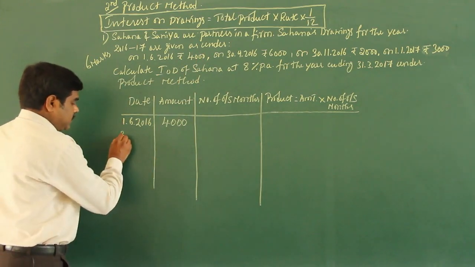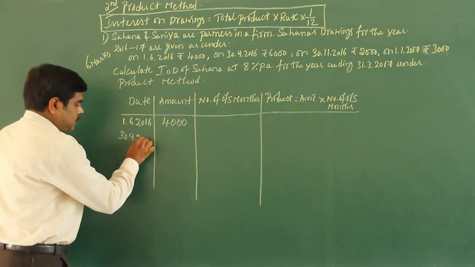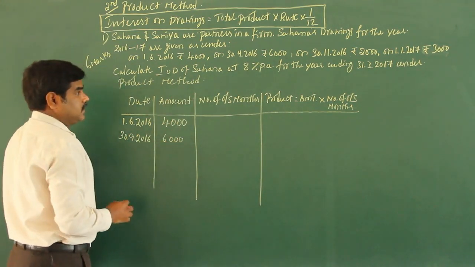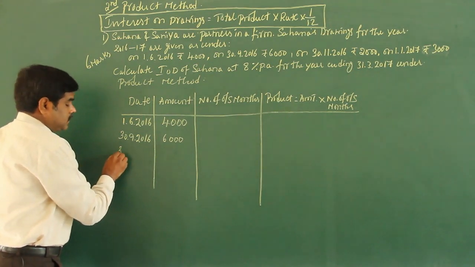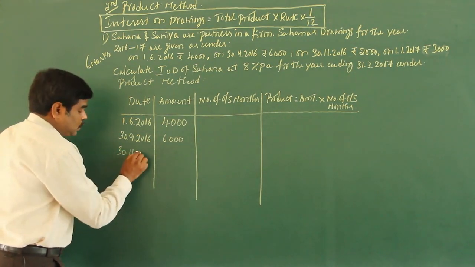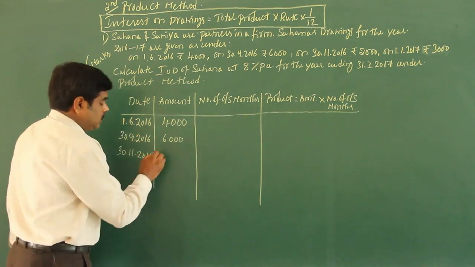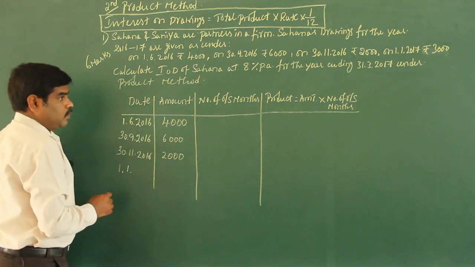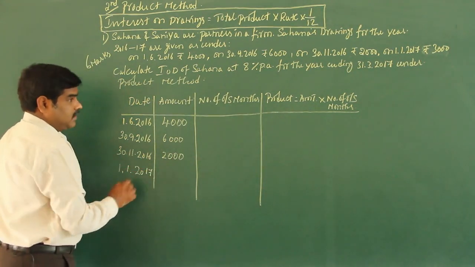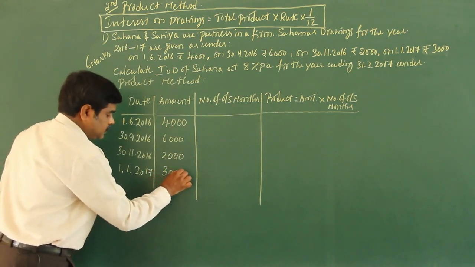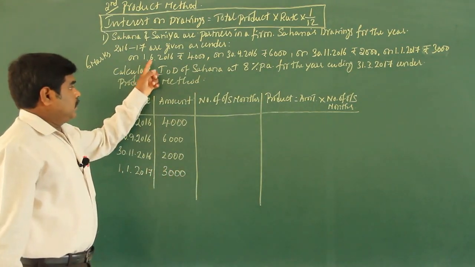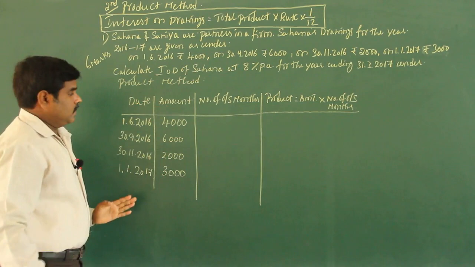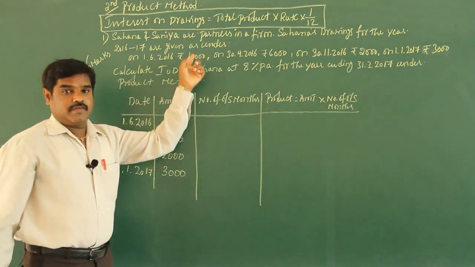Next date of drawing, 30/9/2016, amount drawn 6,000 for personal use. Next date of drawing, 30/11/2016, amount drawn 2,000 rupees. Next date of drawing, 1/1/2017, and amount drawn is 3,000 rupees. So first, the date and amount given in the problem, you have to write the date, next write the amount. These are the 2 pieces of information given in the problem.